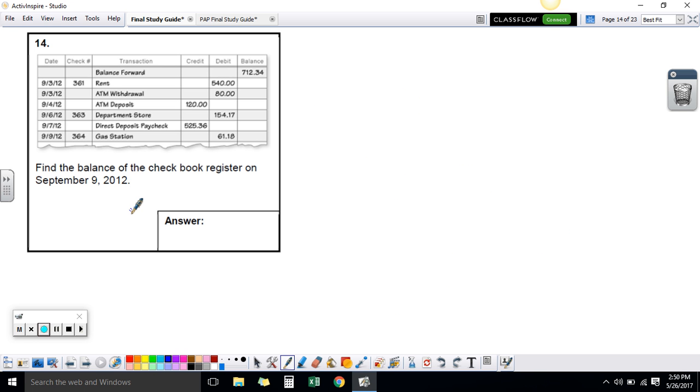Number 14. Okay, a lot of you asked me questions about this one also, and I think we got it for the most part. Number 14 says, find the balance of the checkbook register on September 9th, 2012. Okay, so the balance column, that is how much money is in your account, and in this case, this is how much we have at the beginning. Now the debit column is money that is being subtracted out of your account, money that you are spending, and a credit to your account is money that you are adding to your account or depositing. Okay, so we are starting off with $712.34, and we are debiting, we are paying our rent of $540.